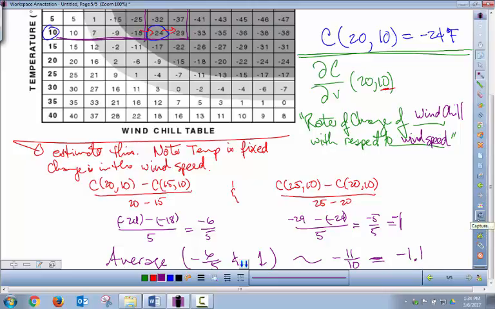negative 1.1. So you're standing there and it starts blowing and then the wind speed starts to increase. You can feel your temperature changing by about negative 1.1 degrees. So you're going to drop about 1.1 degrees for every increase in the speed of the wind. And that makes sense. It gets colder. It's negative, right? It goes down. The slope is negative. So it seems like it's going to go down. Okay? So that's a quick application of our new partial derivative.